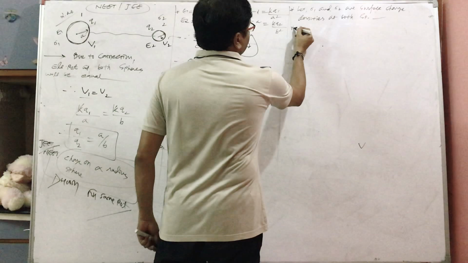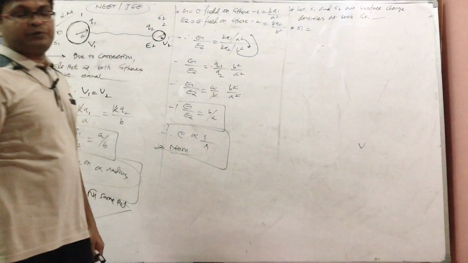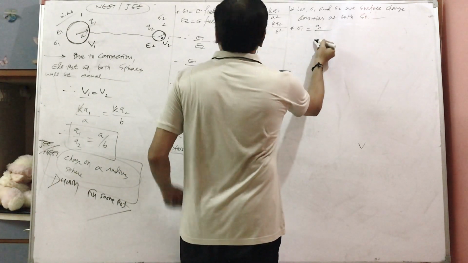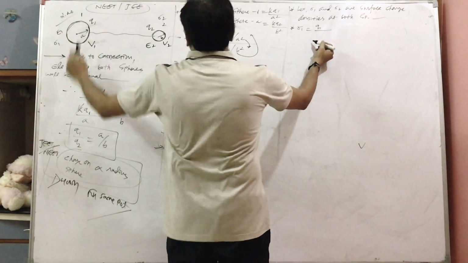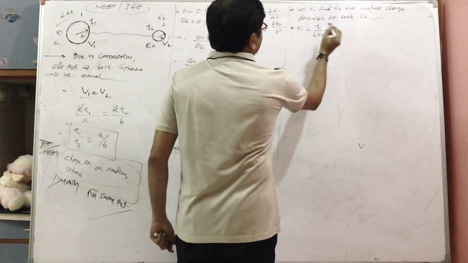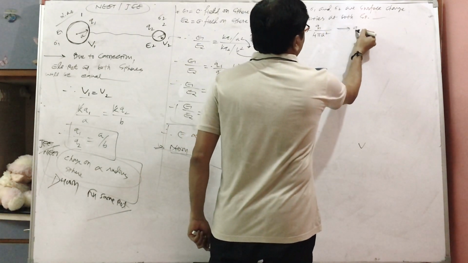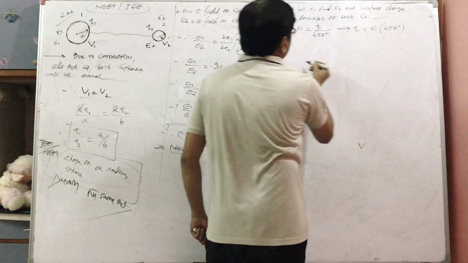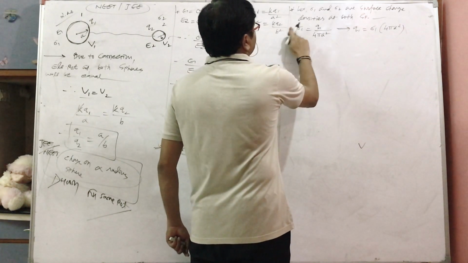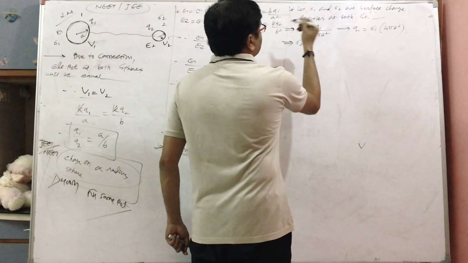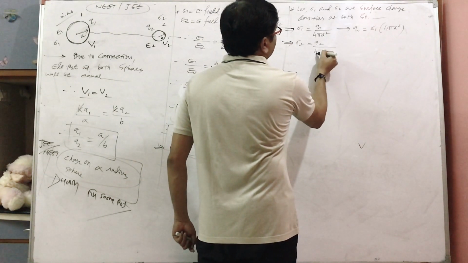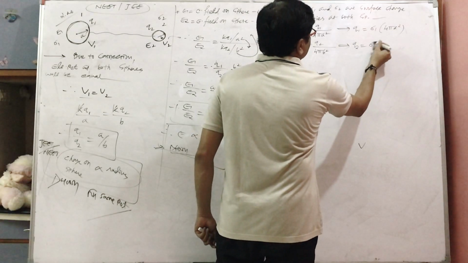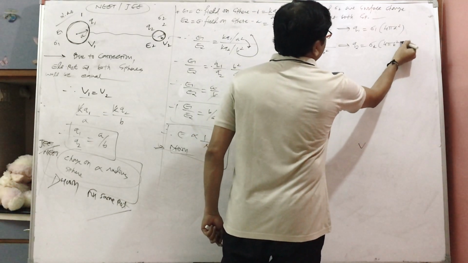So what is the formula of sigma 1? What is the meaning of surface charge density? Charge per unit area. The charge on the first sphere is Q1. The curved surface area of sphere number 1 is 4 pi r square, but here a square. So it implies that charge Q1 is equal to sigma 1 multiplied by 4 pi a square. Similarly, sigma 2 is equal to Q2 upon 4 pi b square. It implies that the charge on the second sphere is sigma 2 multiplied by 4 pi b square.